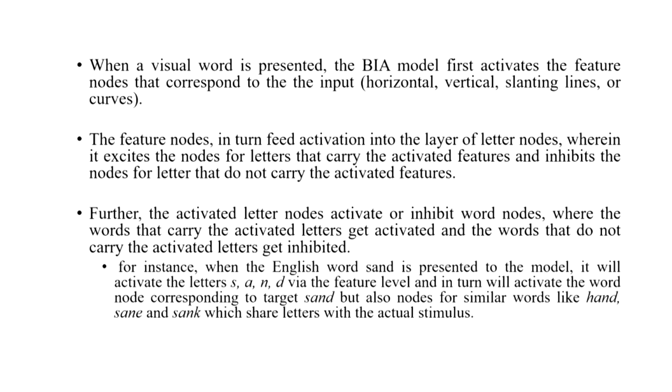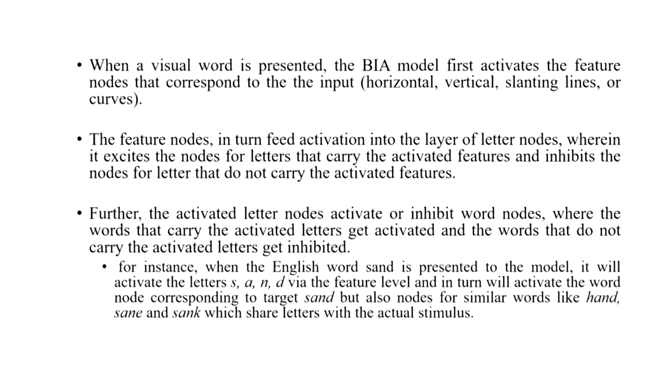Now, when a visual word is presented, the BIA model first activates the feature nodes that correspond to the input, say for example horizontal, vertical, slanting or curved lines. The feature nodes in turn feed activation into the layer of letter nodes, wherein it excites the nodes for letters which contain these features and inhibits the nodes for letters that do not carry these activated features. So, it is like serially this is happening.